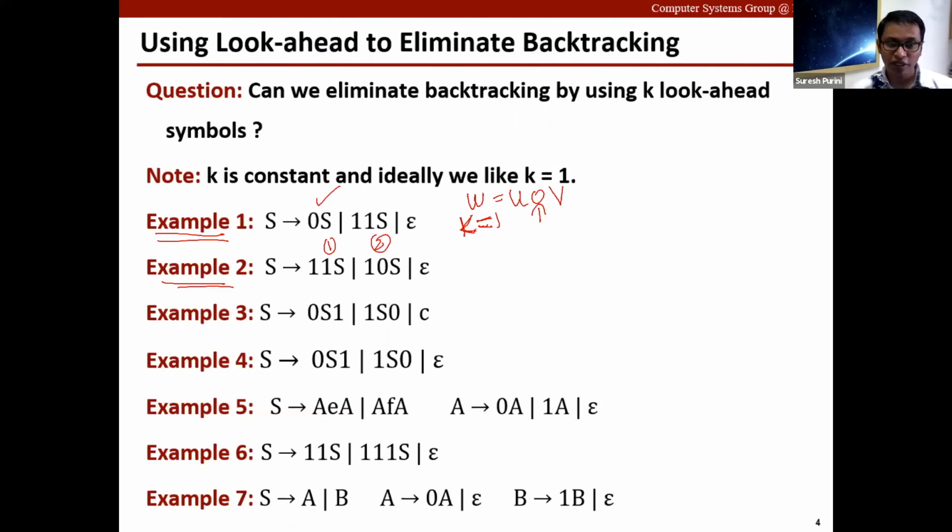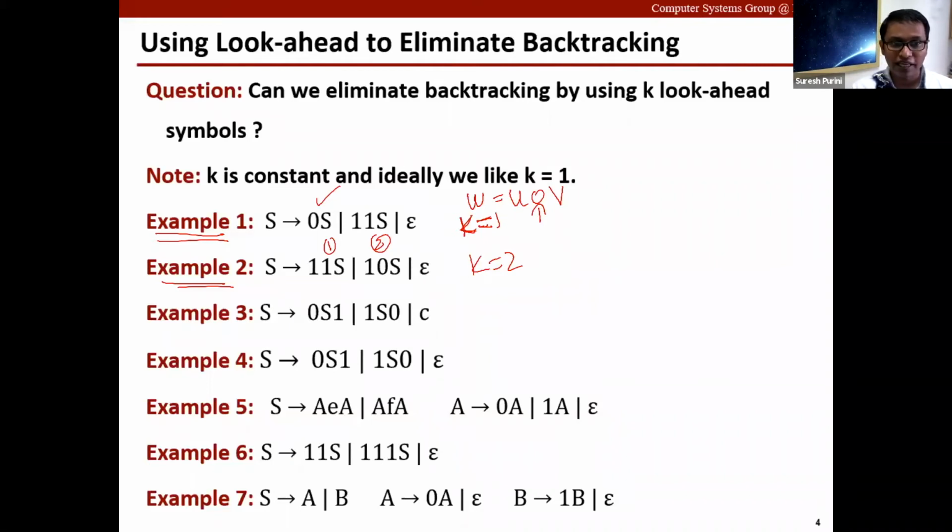But if you are permitted to use two lookahead symbols, then we can say if the next two symbols are 1, 1, then we can use the substitution rule 1. And if the next two input symbols are 1, 0, then we can use the substitution rule 2. So again, the idea here is by using two lookahead symbols, we will be able to eliminate backtracking.